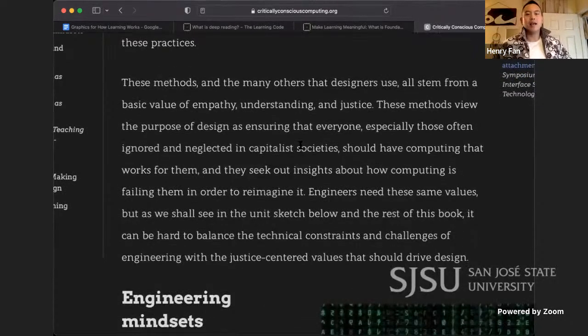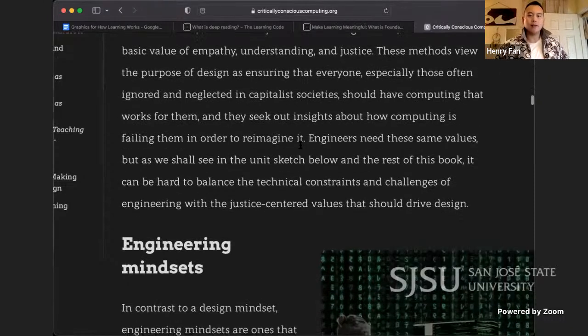These methods and many others that designers use all stem from a basic value of empathy, understanding, and justice. These methods view the purpose of design as ensuring that everyone, especially those often ignored and neglected in capitalistic societies, should have computing that works for them. And they seek out insights about how computing is failing them in order to reimagine it.